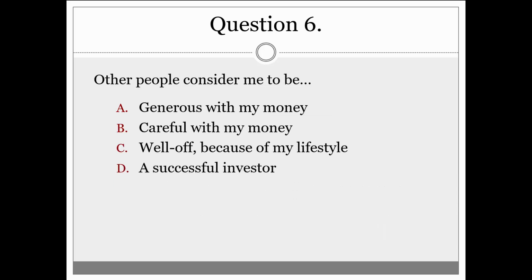Number 6. Other people consider me to be A, generous with my money, B, careful with my money, C, well off because of my lifestyle, or D, a successful investor. Whichever one of those responses corresponds to you, write that next to number 6 on your answer sheet.